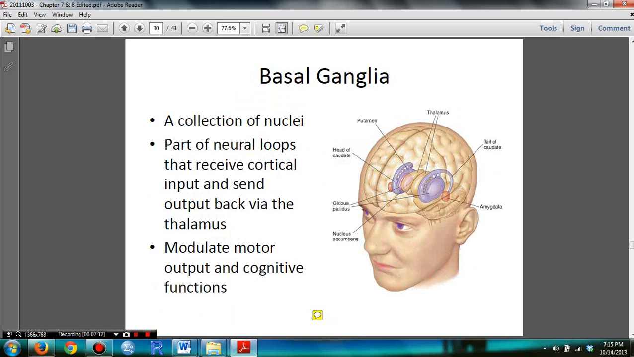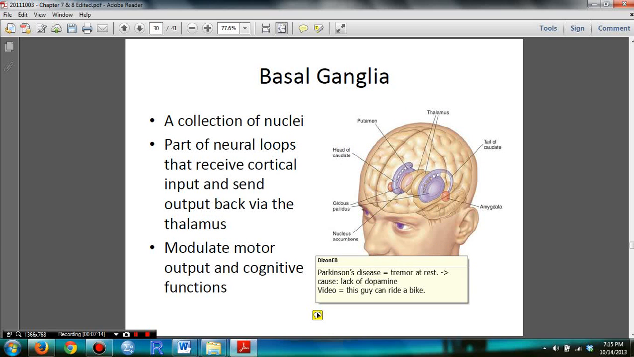And you need to know the basal ganglia. Here's my side note: Parkinson's disease equals lack of dopamine. So it's basically tremor at rest. Recall the video of the guy riding a bike from the video you saw today in class.